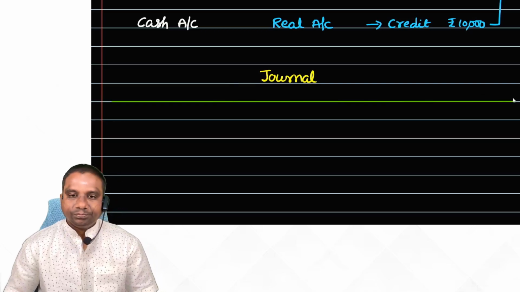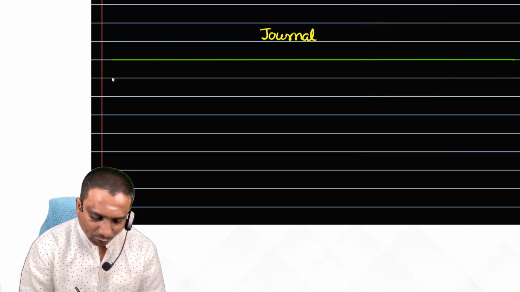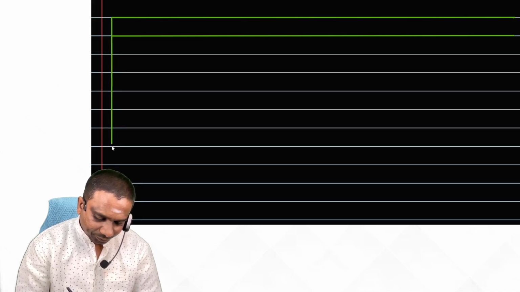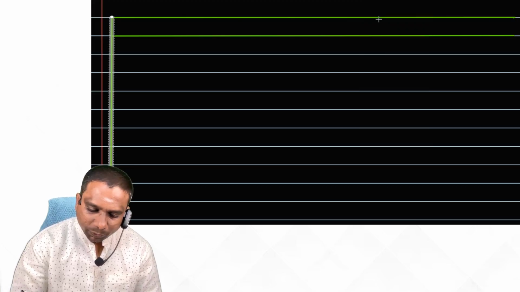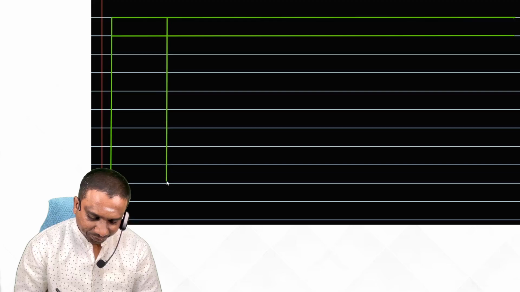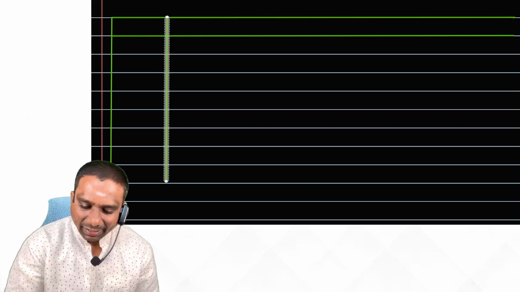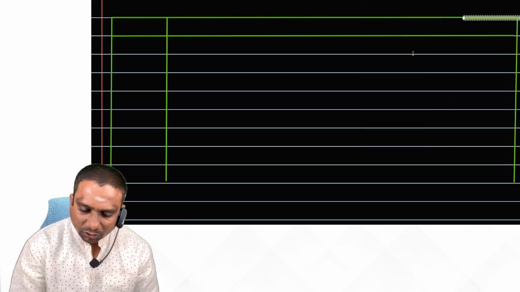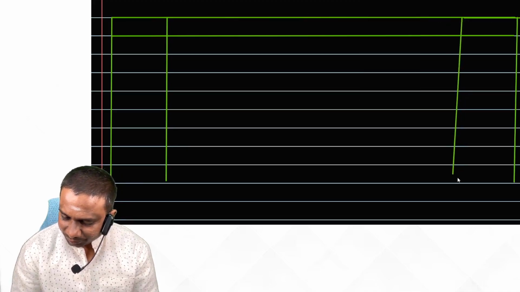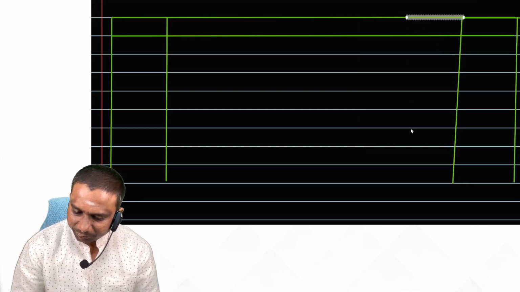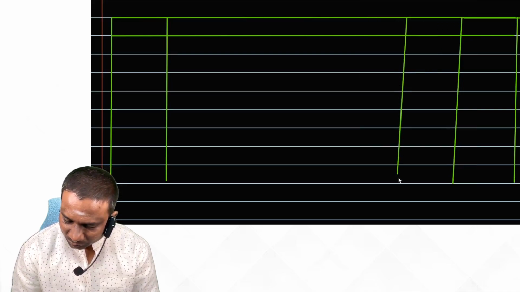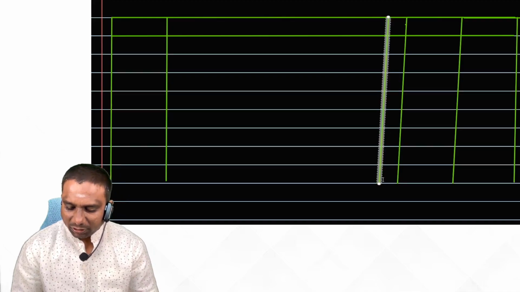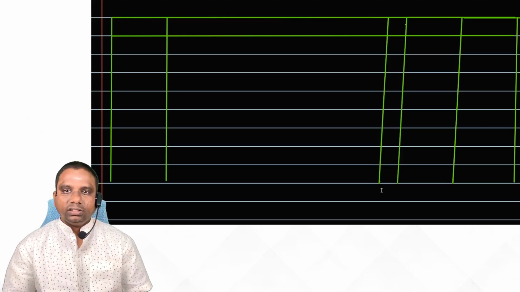It has 5 columns. So the journal format is nothing but a 5 column format. Do remember. You people also try to draw. First and foremost column is date. We write the date in the first column. The last 2 columns are meant for writing amount. Next, we draw a small column which is meant for ledger folio, which we discuss later. Right?